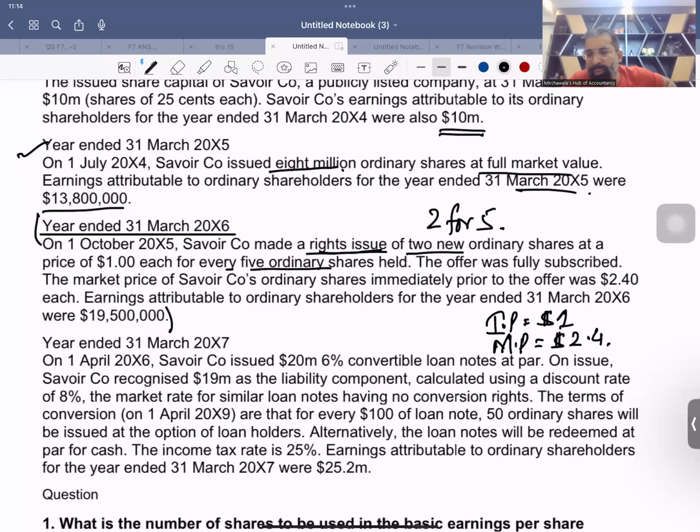through BAF, the bonus adjustment factor. And what is the formula for the bonus adjustment factor? Let me remind you: market price per share just before the rights issue divided by the theoretical ex-rights price per share. And then you have to calculate the weighted average number of shares and so on. Now the next thing.